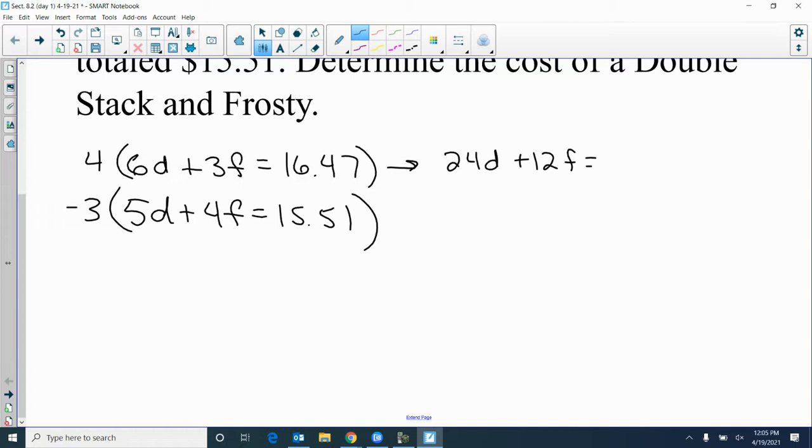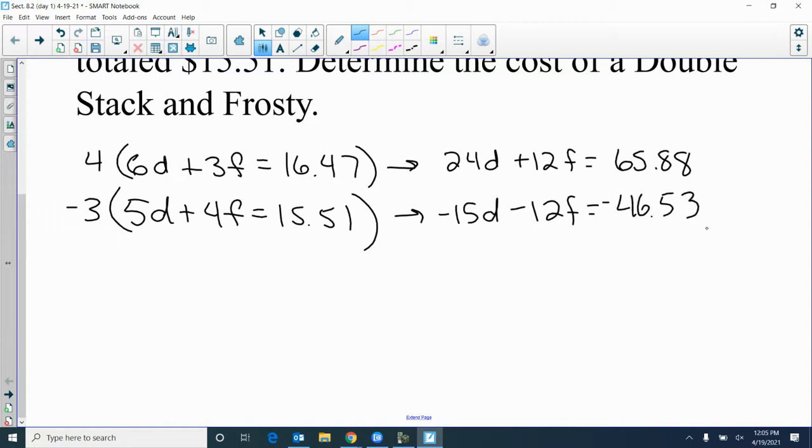64, and then 65, 28? 88. 65, 88. And then negative 15D minus 12F equals, don't give me a chance here. 3, 15, 45, 46, 50, 46, 53. Is that right? Yeah. 46, 53.